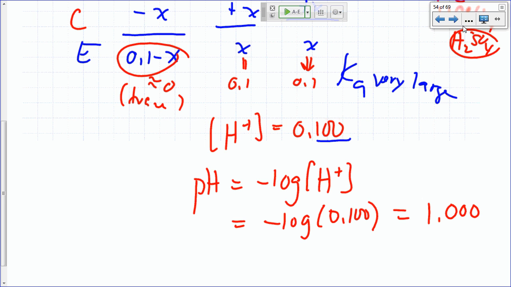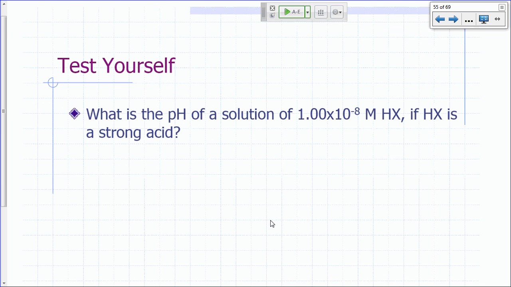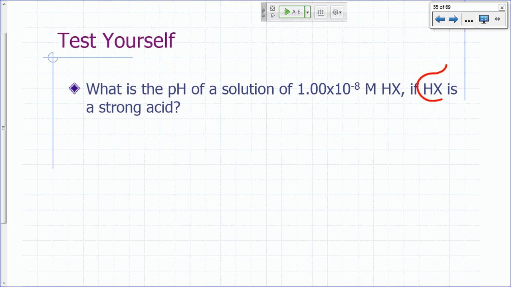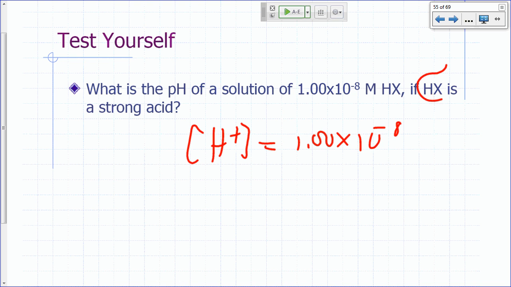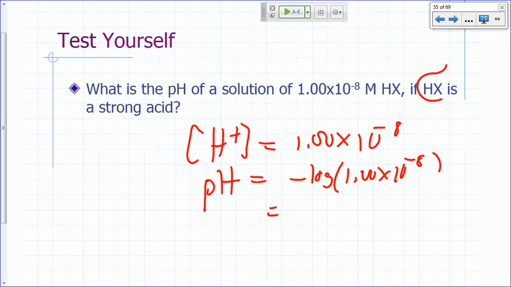Now, let's look at this question. It's a similar question. HX is still a strong acid, right? So can we just say H plus is just going to be 1.00 times 10 to the negative 8? All of your HX is going to dissociate, right? And so what would your pH be? Minus log of 1.00 times 10 to the negative 8. That gives you how much? 8, right? Three decimal places, 3 significant digits, 3 decimal places.